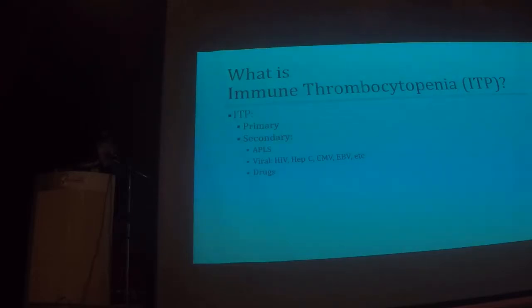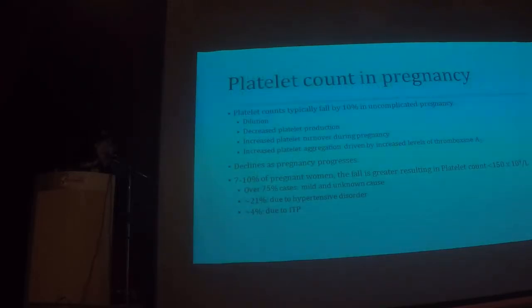Okay. So, platelet count in pregnancy. Platelet count typically falls by about 10% in an uncomplicated pregnancy for various factors listed here, and it declines as pregnancy progresses. But in about 7 to 10% the fall is greater, and it drops below the so-called normal range. Over 75 the case is mild and benign. These are your usual gestational thrombocytopenia. Platelets usually do not drop below 70. If it drops below 70, consider something else. And typically only towards term.